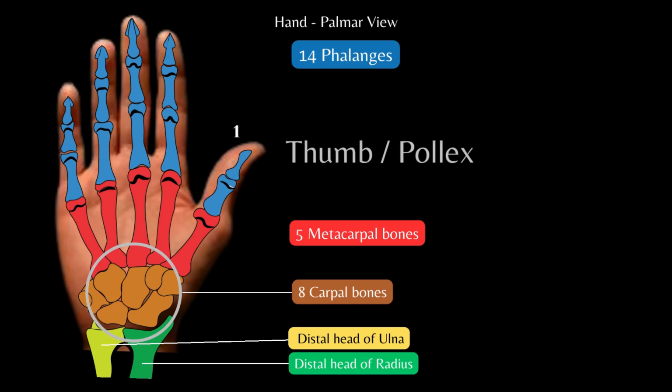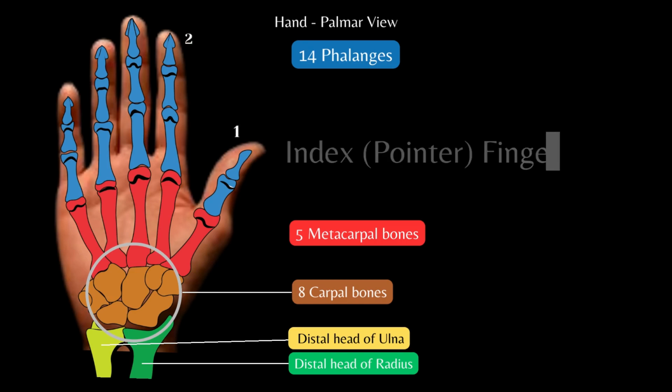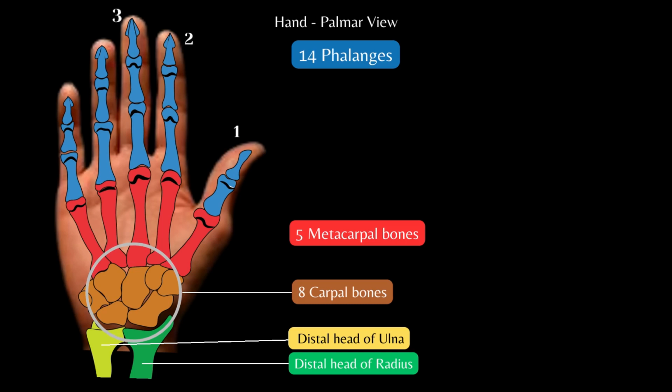Numbered from 1 through to 5, with the first digit being the thumb or pollex. The second digit is the index or pointer finger. The third digit is also known as the middle finger. The fourth digit is the ring finger, and the fifth digit is called the little or pinky finger.